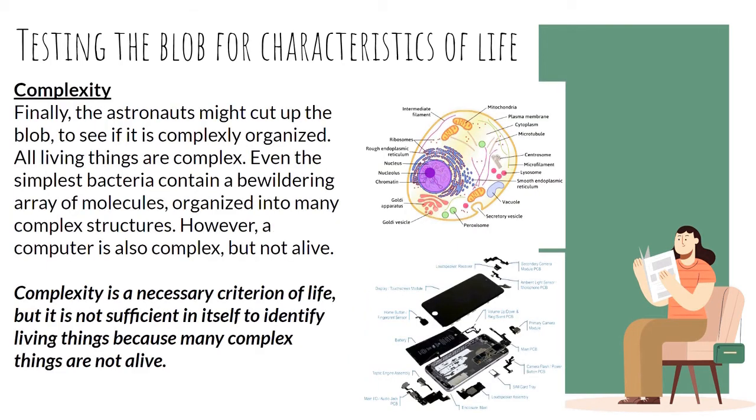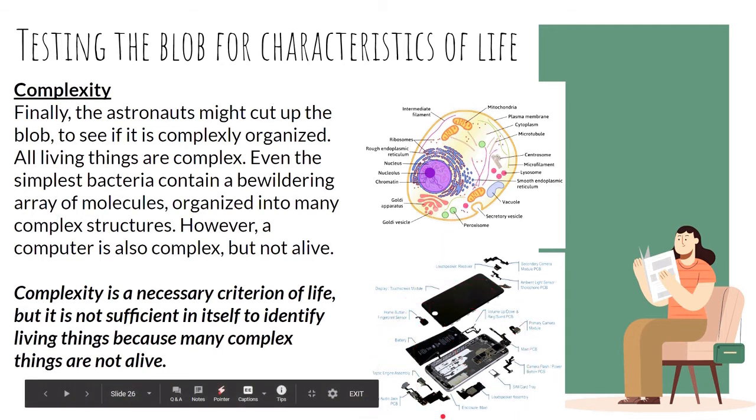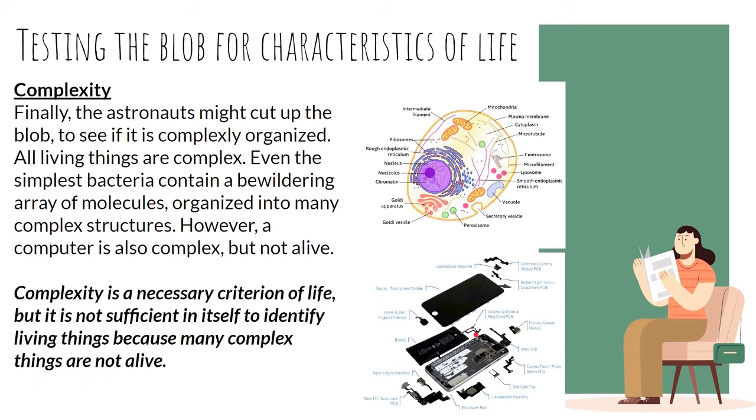Finally, the astronauts might dissect the blob to see if it is complexly organized. All living things are complex, and even the simplest cell could be made up of complicated organelles, as you can see here in this example. However, we also have a lot of non-living things that are complex in their structure, such as this smartphone. As you can see, both of these examples are made up of complicated internal structures, but that does not mean that both of them are alive.